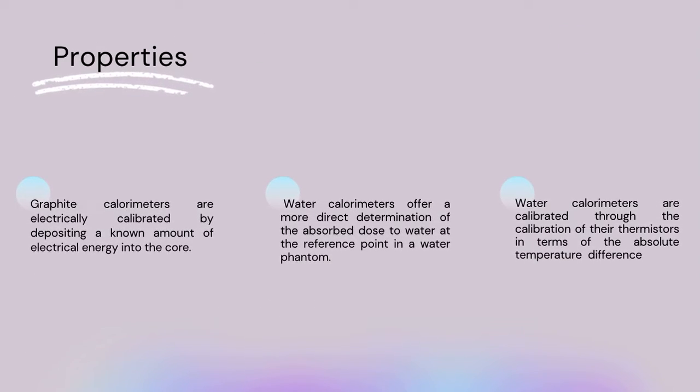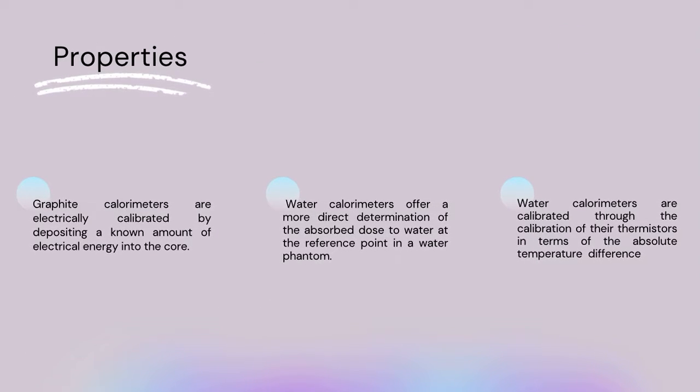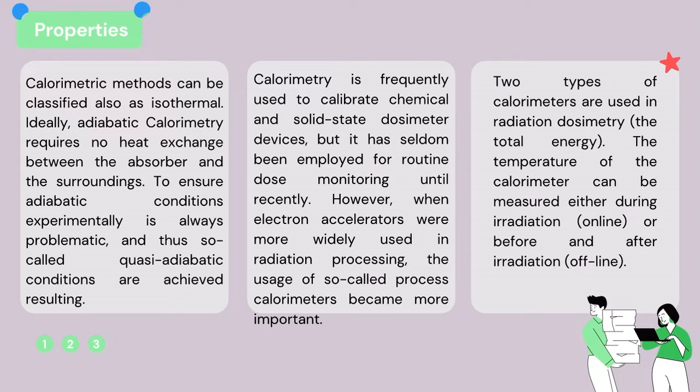Graphite calorimeters are electrically calibrated by depositing a known amount of electrical energy into the core. Water calorimeters offer more direct determination of the absorbed dose to water at the reference point in a water phantom. Water calorimeters are calibrated through the calibration of their thermistors in terms of the absolute temperature difference. Calorimetric methods can also be classified as isothermal.